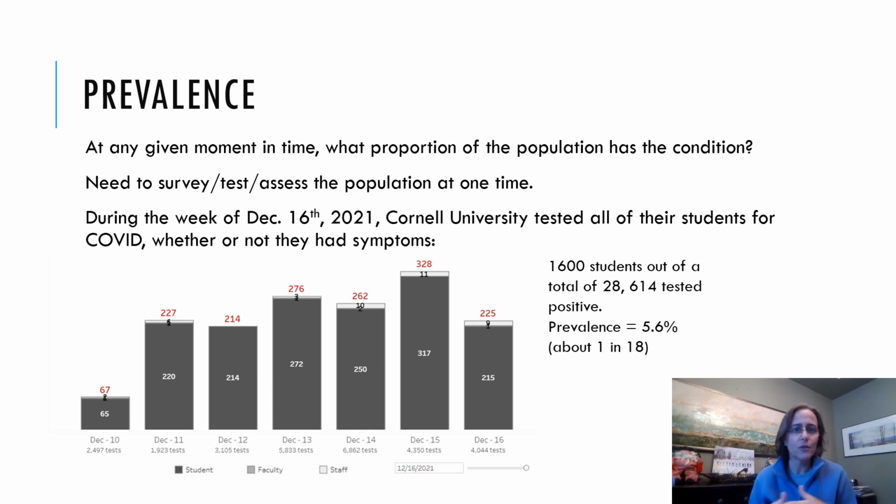And as we know, a lot of those people didn't know it. They were asymptomatic, or what we would call pre-symptomatic, meaning they had the infection, but their symptoms hadn't started yet. So this is prevalence: testing everybody, to see how much is out there right now at this moment.